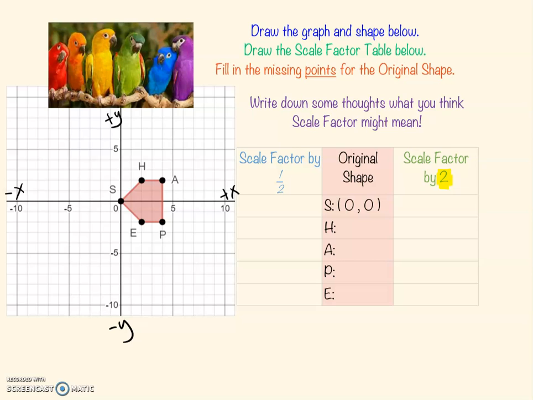Okay. Write down this table over here too, where it says scale factor by 1/2, original shape, and scale factor by 2. Go ahead and pause the video so that you can do this. Take your time, make it a neat table so you can see your notes. Once you've written down this table, I want you to also look at the different points on this shape that just so happens to be called shape. I want you to go ahead and fill in the points here. So notice that each of those has a point. I've already filled in the S for you. Go ahead and do the H, A, P, and E.